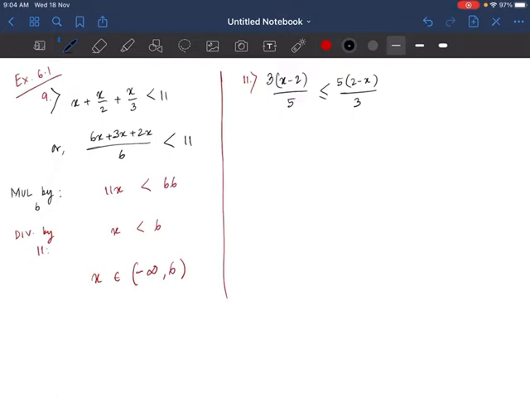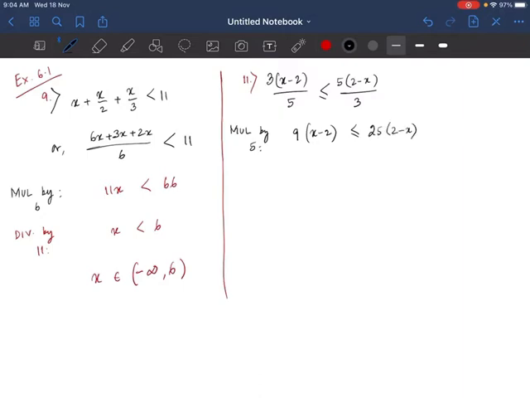How do I remove these fractions? The best way is multiplying by the LCM on both sides. The LCM of 5 and 3 is 15. So I will multiply by 15 on both sides. If I multiply by 15, 5 and 15 get cancelled, so we have 3 into x minus 2. And multiplying 15 here, 3 and 15 get cancelled, so we have 5 into 2 minus x.